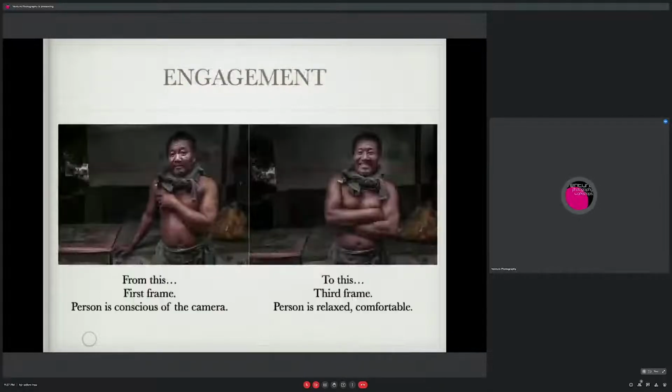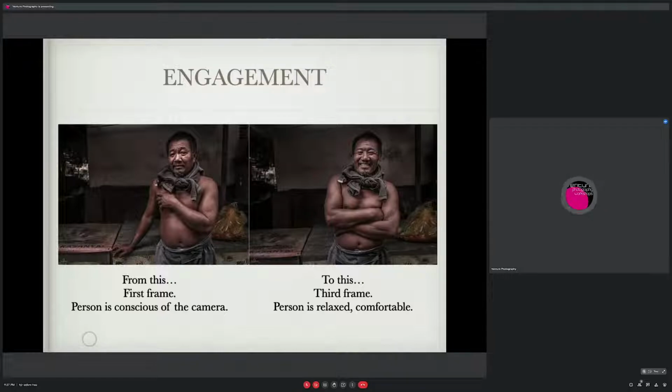And the last bit I'm going to talk about, and we'll wrap up, is engagement. Engagement is important because you go from a level of uncertainty and someone being very, very conscious of the camera to the person being relaxed and very comfortable with the camera, because suddenly they're no longer engaging with the camera, they're engaging with you. So what you want to do is make that shift. You want to get the person you're photographing to not connect with the camera, but to connect with you.